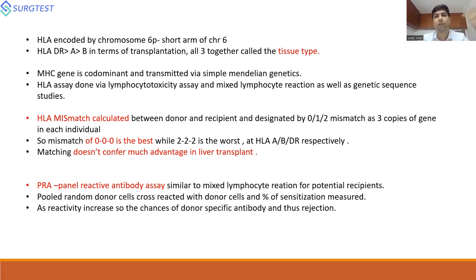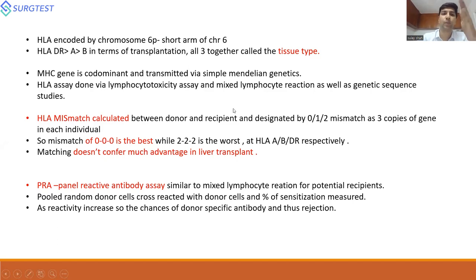So basically one from each parent, one from the father and one from the mother, and then it transmits so on and so forth. But how is it 0, 0, 0, 1, 1, 1, 2, 2, 2? Three genes are calculated, HLA-DR, HLA-A, and HLA-B. All these three, when matched and mismatched, that is how the calculation happens. So the score is actually a mismatch score. If there's a 000 mismatch, it's the best. A 222 mismatch is the worst.